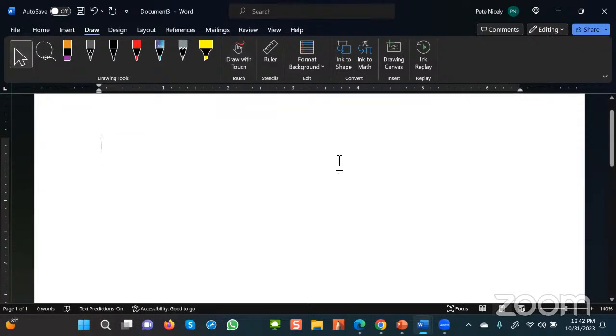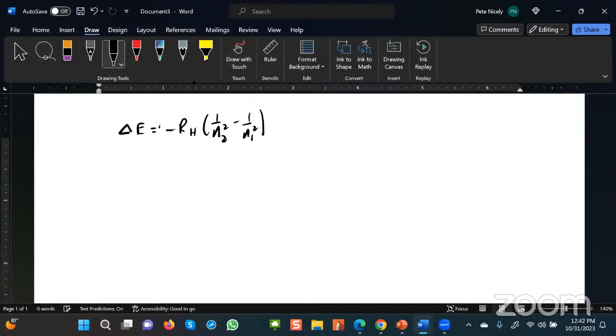What I want to talk about is what could appear to be a somewhat confusing situation when it comes to the equation I just showed you. So the equation I showed you is delta E equal to minus RH times 1 over N2 squared minus 1 over N1 squared. Now, RH in this case is equal to, I'm just going to round it off to 3 sig figs, 2.18 times 10 to the minus 19, if I remember correctly. Let me check and make sure.